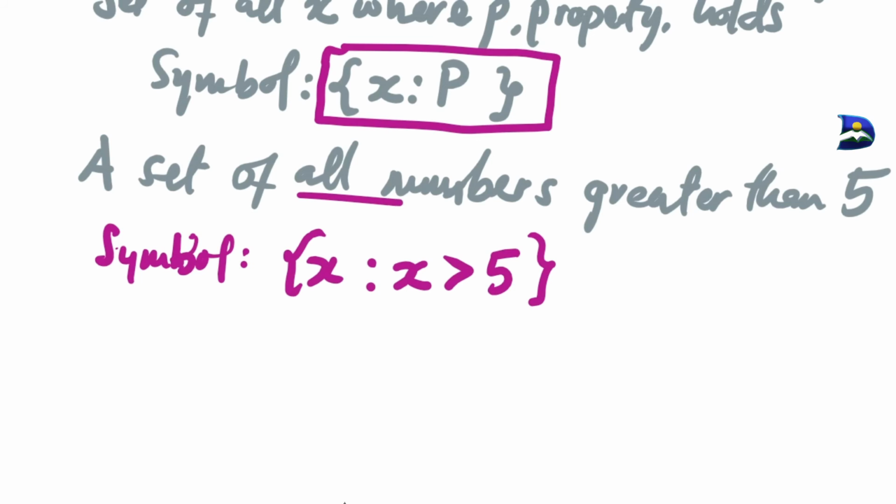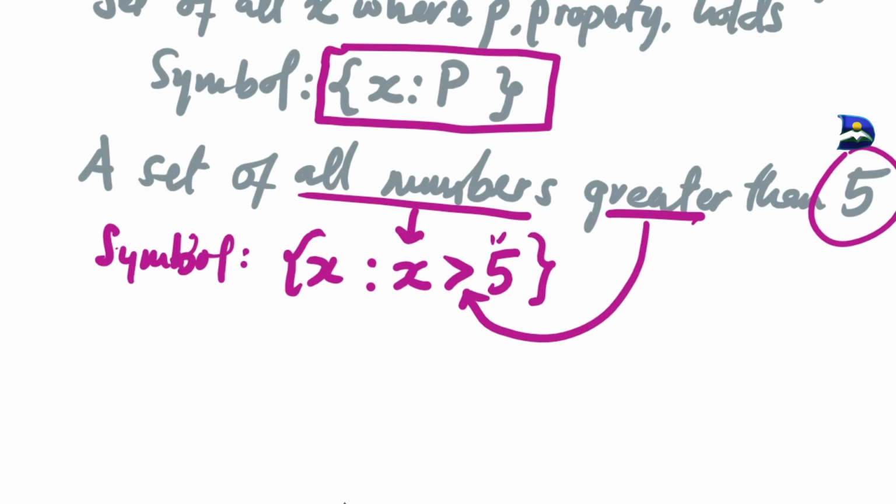So this is a way for us to express sets of all numbers, usually expressed as x, that is greater than 5, which is what we have right here. So that is something to keep in mind.